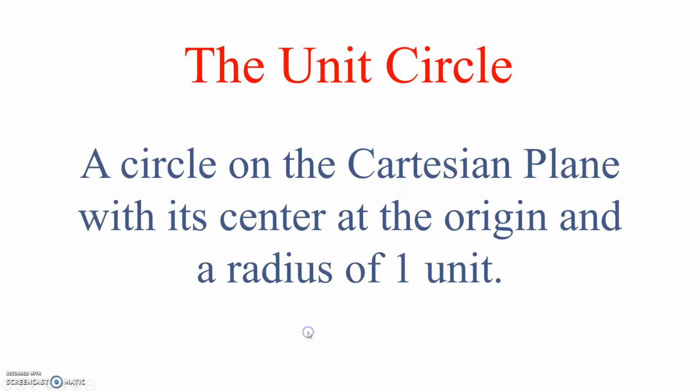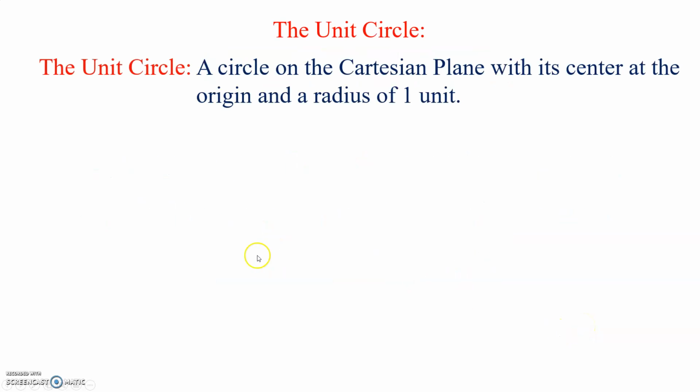All right, in this video lesson, we'll be discussing the unit circle. All right, so what is the unit circle? The unit circle is a circle on the Cartesian plane with its center at the origin and a radius of 1 unit. So let's see what that is. Again, a circle on the Cartesian plane.